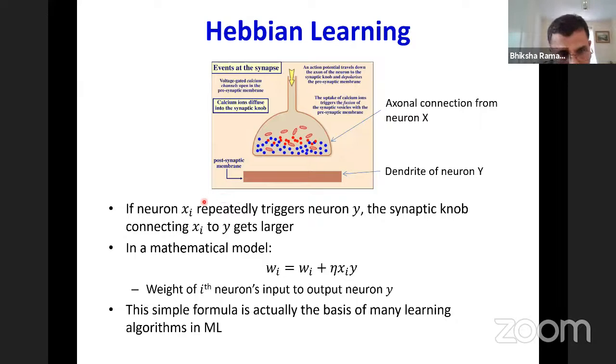And so Hebb said, if neuron Xi, the upper neuron, repeatedly triggers the lower neuron, then this synaptic knob gets larger. Anytime both of them simultaneously fire, the knob gets larger and the connection gets stronger. So if you assign a weight to the connection, the mathematical model for the weight is W equals W plus eta xy. Eta is a learning rate. Observe that each time both X and Y take the value 1, that is, only when both the input and the output take the value 1, the weight gets incremented. This is called the Hebbian learning rule. It's still used a lot.